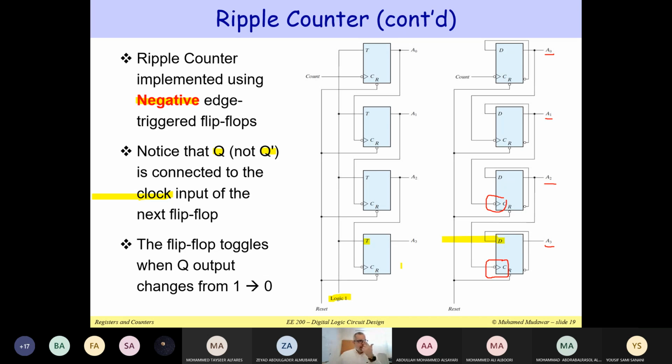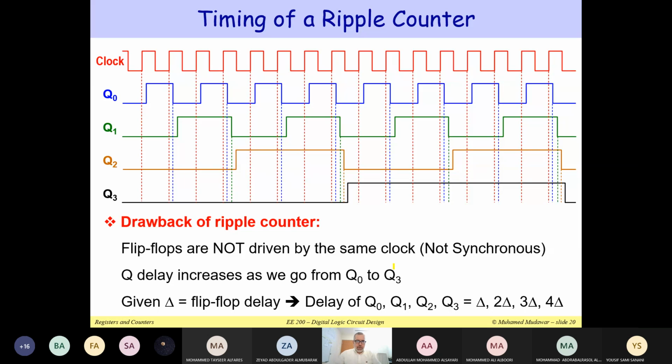Now, in other counters, there is an advantage of using the T type. I will show you this in the synchronous counter, but in the case of the ripple counter, which is not really truly synchronous, we can use the T flip-flop or even the JK. The JK can also be used, but we are actually increasing the cost of the circuit. So we have seen this in my last lecture. We have seen also the timing of a ripple counter. So notice how the delay is increasing. Q0 is delayed by delta, Q1 is delayed by 2 delta, Q3 is delayed by 3 delta to jump from 0 to 1.